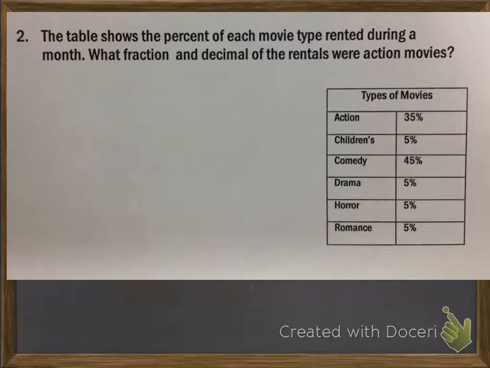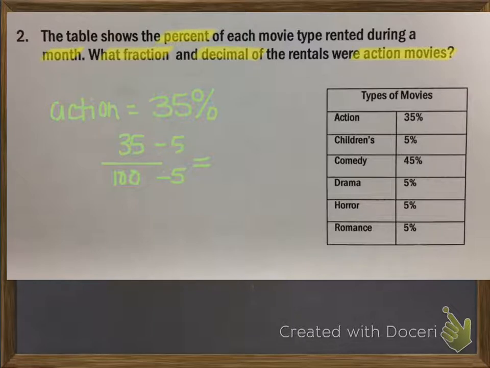Number 2 says the table shows the percent of each movie type rented during a month. What fraction and decimal were action movies? So if this is the percent here, that means that action movies equals 35%. And remember, we've already said that percent is out of 100, so we have 35 out of 100, and we simplify dividing by 5 again. 35 divided by 5 is 7, and 100 divided by 5 is 20. So 7 out of 20 were action.